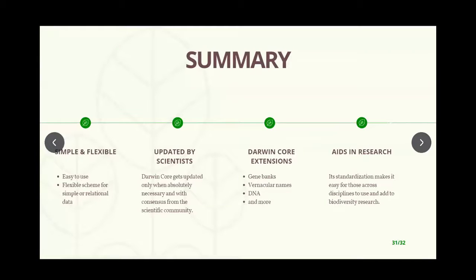So Darwin Core is a simple and great foundational metadata scheme that allows scientists to easily share biodiversity data. Simple Darwin Core can be done only using Excel, and yet generic Darwin Core allows for greater flexibility with the addition of relational data. Its standards are updated by the scientific community, ensuring that only essential, suitable changes are made. It's actually such a useful and foundational tool that other scientists have created extensions to it for more specific biodiversity sharing, such as for gene banks, vernacular names, and DNA amplifications.